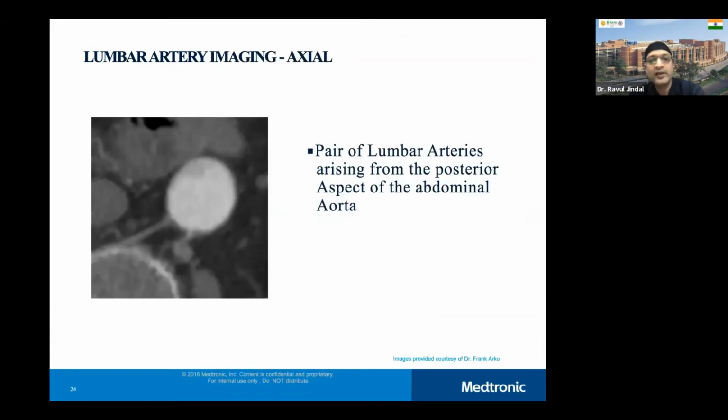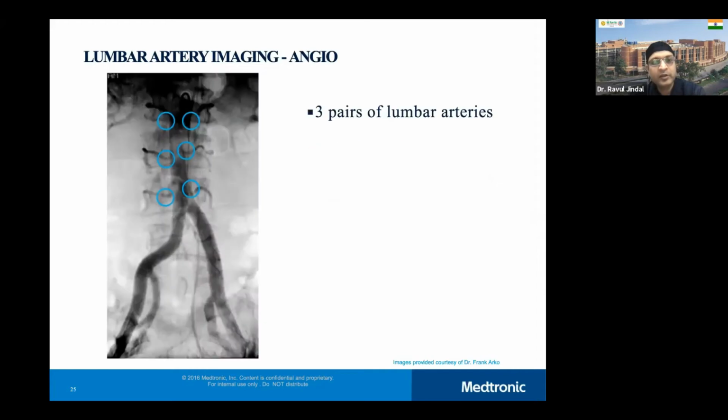How does it look on CT scan? So this is how. Can you see the small arrow, the streak of blood just posterolaterally? On both sides you can see the lumbar artery coming out of the aorta. And on an angiogram, you can see beautifully 3 pairs of lumbar arteries here.